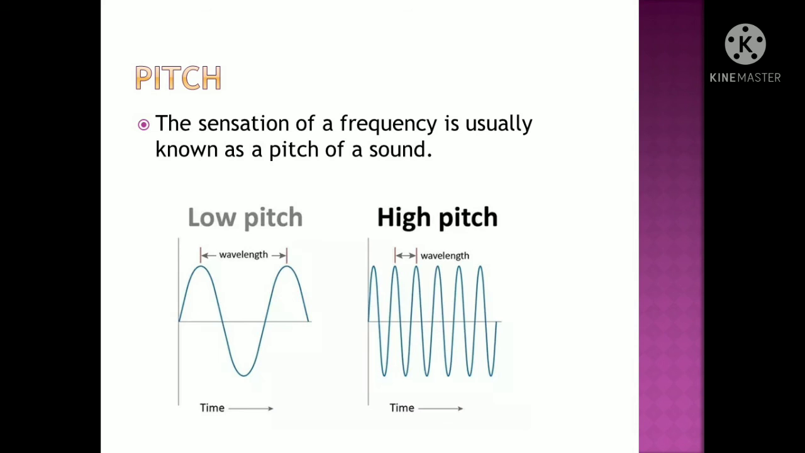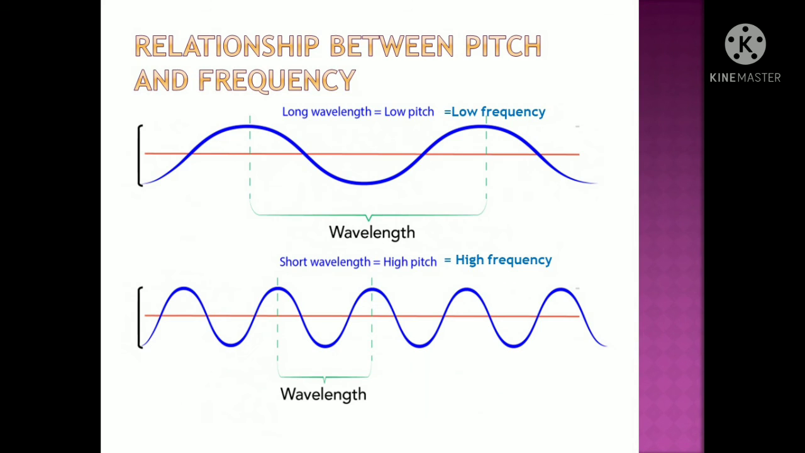Now we have got 2 terms, pitch and frequency. But what is the relationship between pitch and frequency? First, long wavelength means low pitch, and low pitch means low frequency. Shorter wavelength means high pitch, and high pitch means high frequency. This is the relationship between pitch and frequency. If pitch is low, frequency will be low, and if pitch is high, frequency will be high.